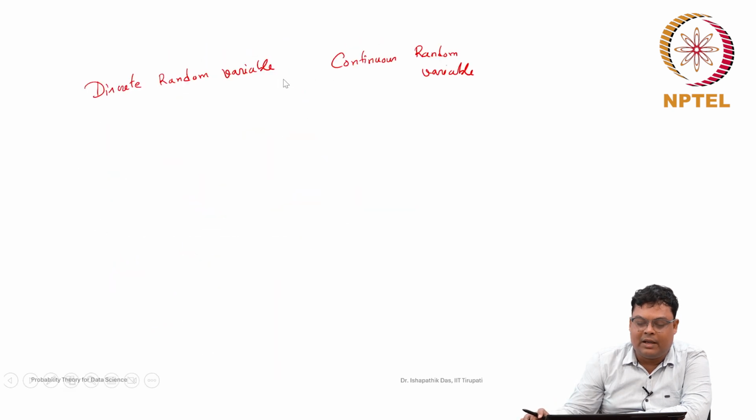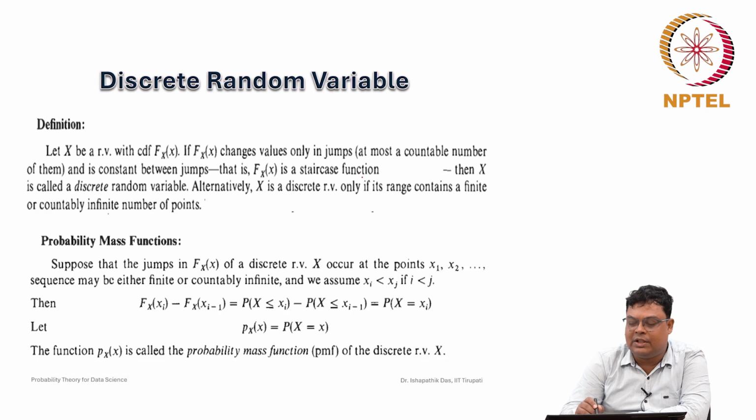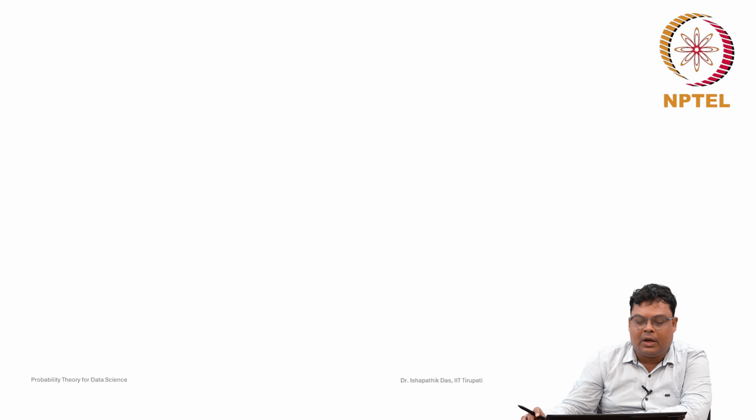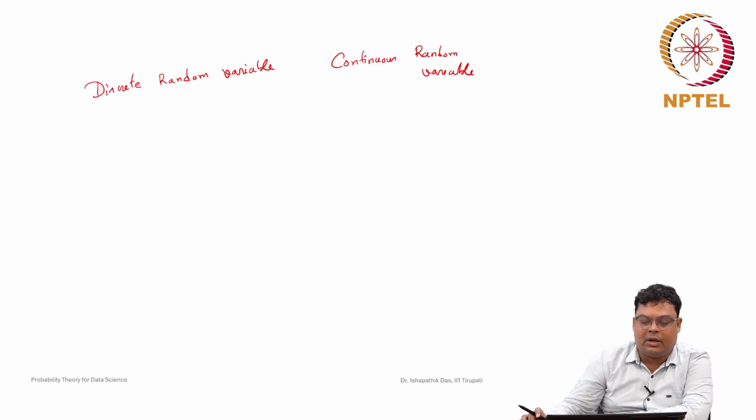So, that is why it is written that whenever this distribution function F_X changes values in jumps, at most a countable number of them, so the range of the random variable may be countably infinite also. Each constant between the jumps, that is, F_X is a staircase function. Then X is called a discrete random variable. Alternatively, X is a discrete random variable only if its range contains a finite or countably infinite number of points. So, it can take an infinite number of points, but it has to be countably infinite.